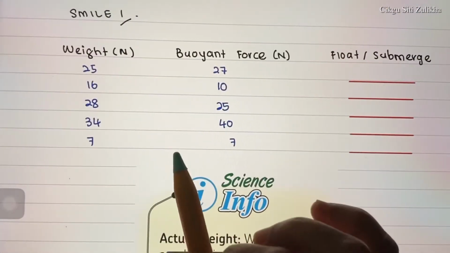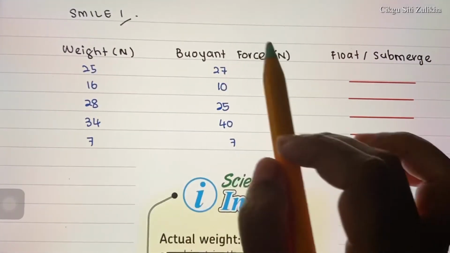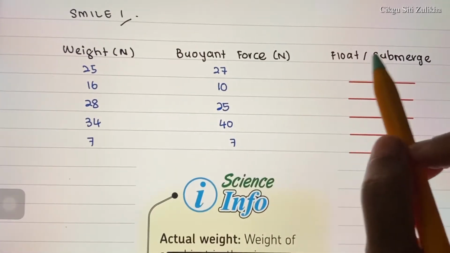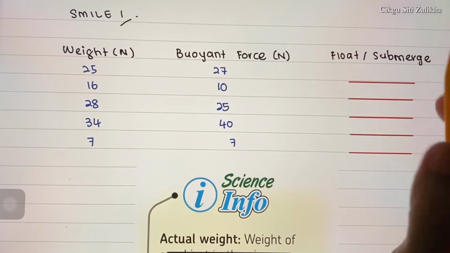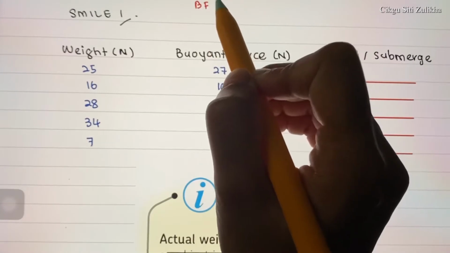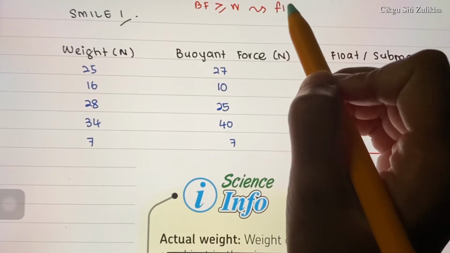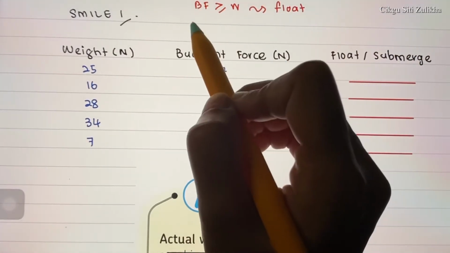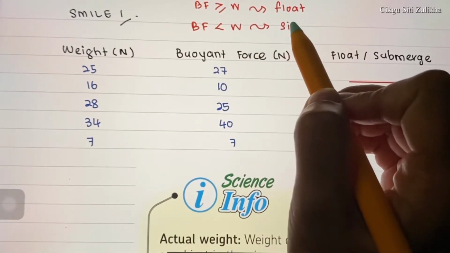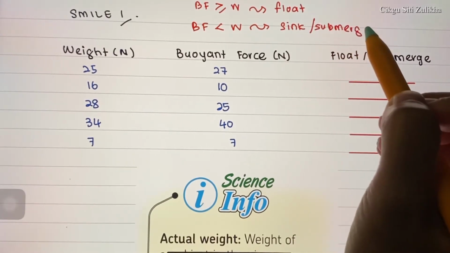Smile 1. You try to do an exercise. First, kita tengok dahulu soalan. Dia give you weight and force. And then they ask you whether that object will float or submerge. Jadi kita kena pegang konsep yang sama, the same concept. If your BF is more or equal than weight, maka it will float. If your buoyant force is less than weight, maka it will sink or submerge. Okay? So now, kita cuba tengok.